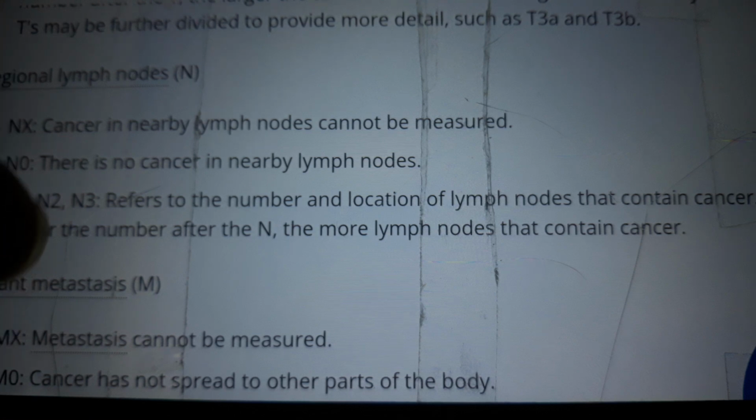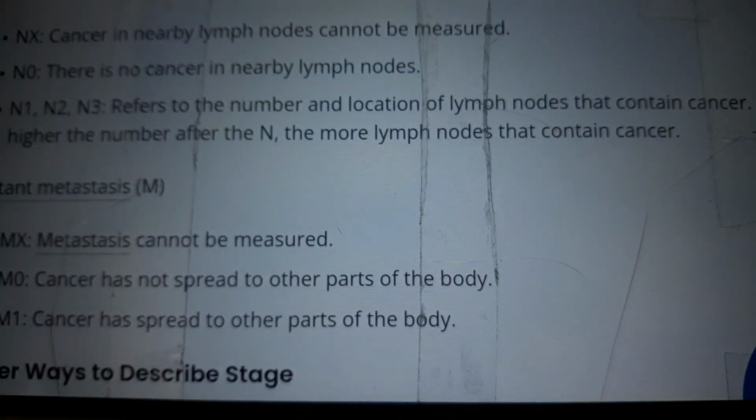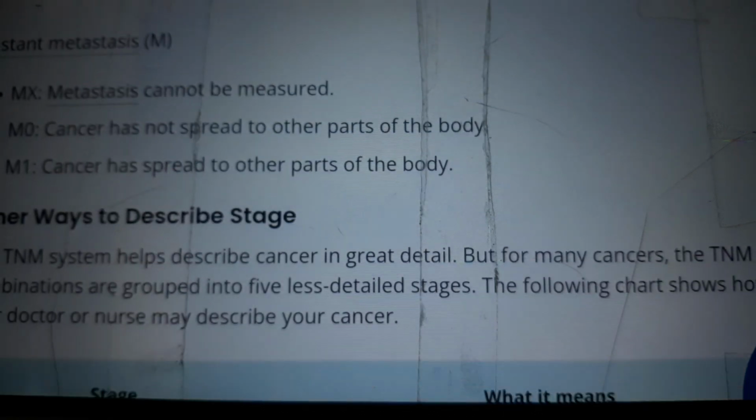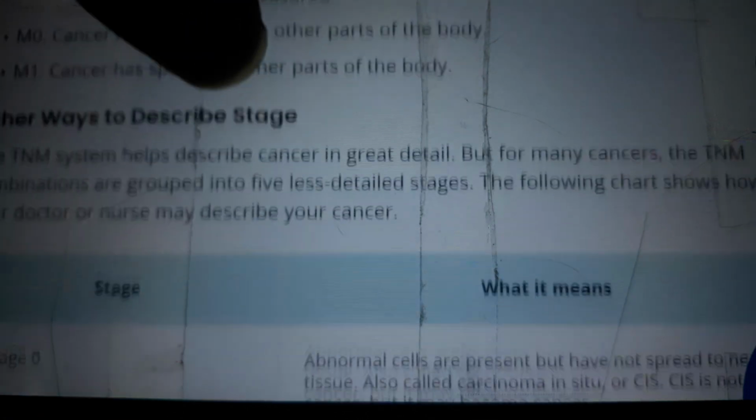Regional lymph nodes. NX, lymph nodes cannot be measured. N0, there is no lymph node involved. N1, N2, and N3 refer to the number and location of lymph nodes that contain cancer. The higher the number after the N, the more lymph nodes that contain cancer. Distant metastasis, M. MX, cannot be measured. M0, has not spread to other parts of the body. M1, cancer has spread to other parts of the body.